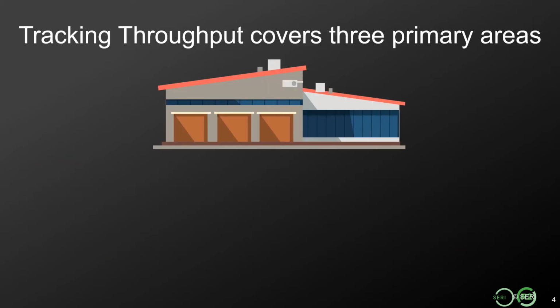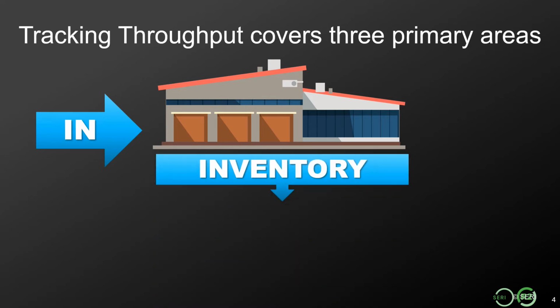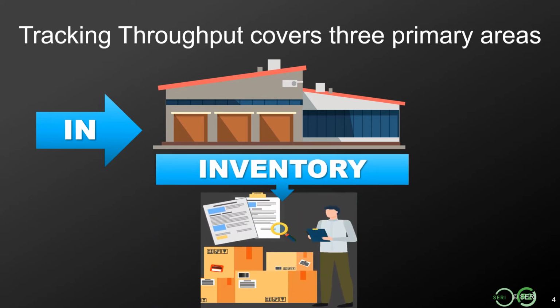The tracking throughput requirements in Core Requirement 5 cover three primary areas of an R2 facility's operations: inbound requirements for everything that a facility receives, inventory requirements for managing all items while in the facility's possession or control, and outbound requirements for tracking everything that leaves a facility's control. And here's a reminder that tracking in Core Requirement 5 is only to the next tier downstream vendor or next recipient.